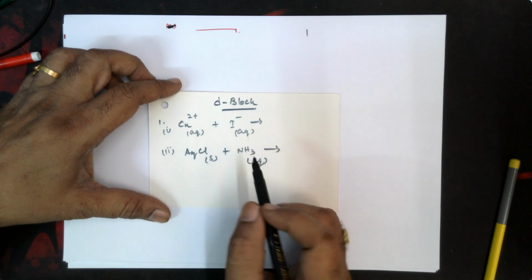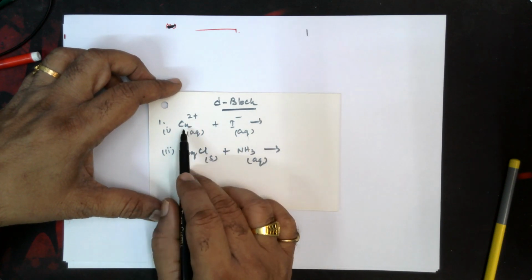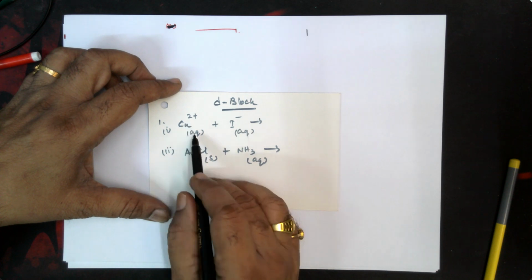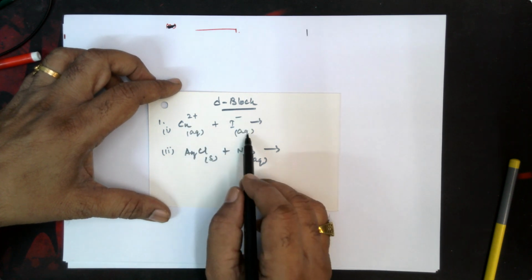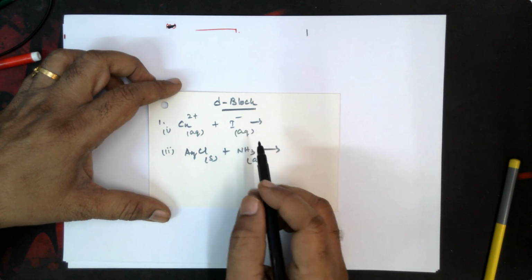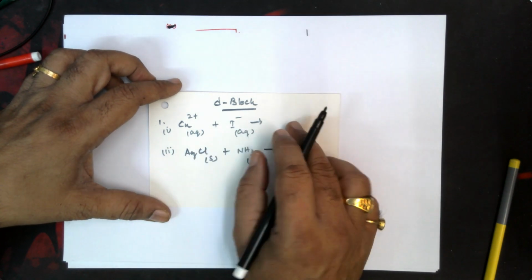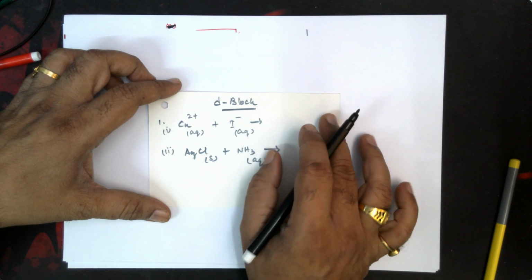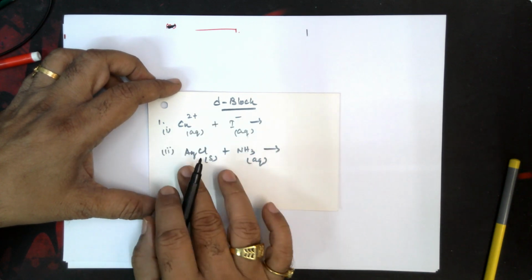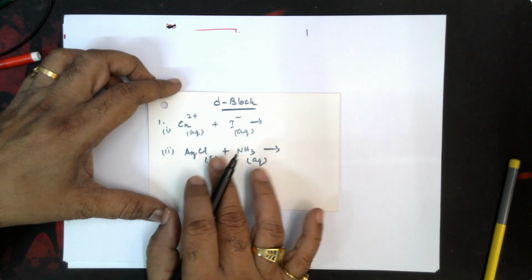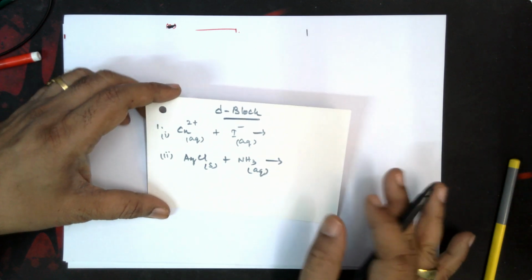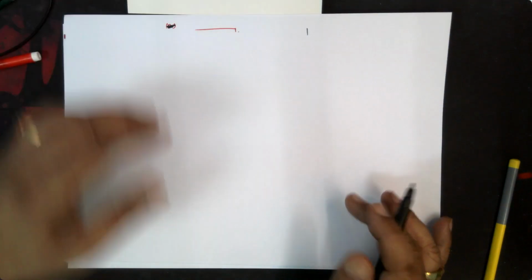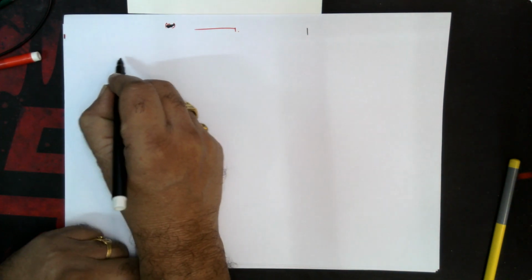In D block, copper 2 plus, that is aqueous copper 2 plus ion, combines with iodide, that is aqueous ion of iodide. So what could be the result on the right hand side? We will discuss. Similarly, silver chloride reacts with ammonia to give what? Let us discuss. Let me take up the first one.